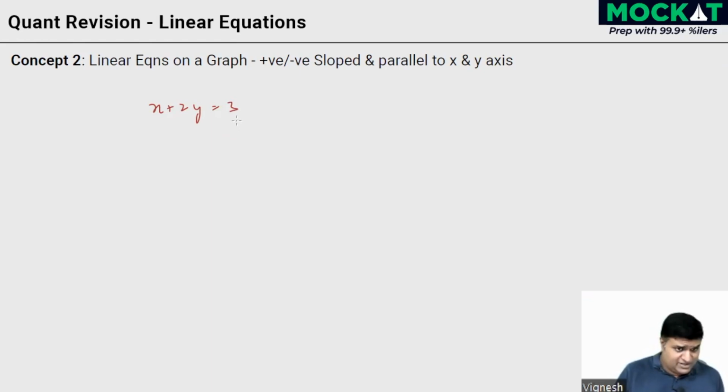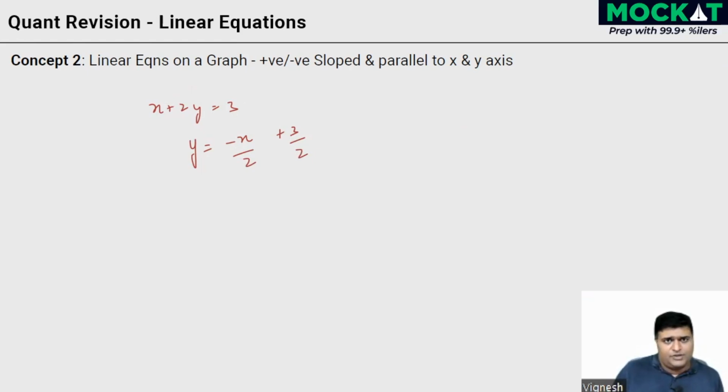There's also the basics of 2D coordinate geometry, which we have as well. It is to express this in the format of y equals mx plus c. So y equals, if you move x to the other side, you get minus x plus 3, and you bring the 2 down. So it's minus x by 2 plus 3 by 2. We'll get into it more in depth in the coordinate lesson.